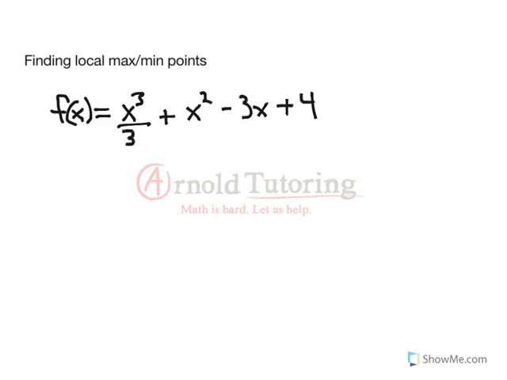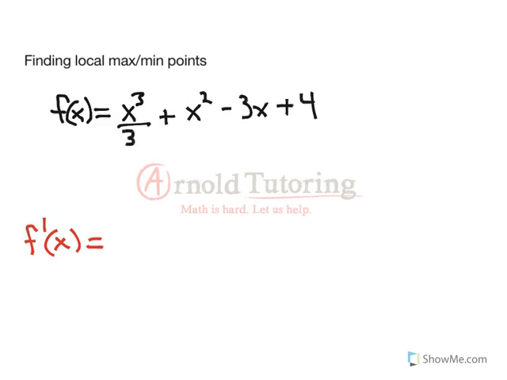So when we're asked to find the max and the min, we say, okay, let's find the derivative of our function. Our function is some polynomial, and we know that polynomials are differentiable everywhere, so we don't need to worry about that piece. But we need to find the derivative, set that derivative to 0, and then find the x values that make that happen.